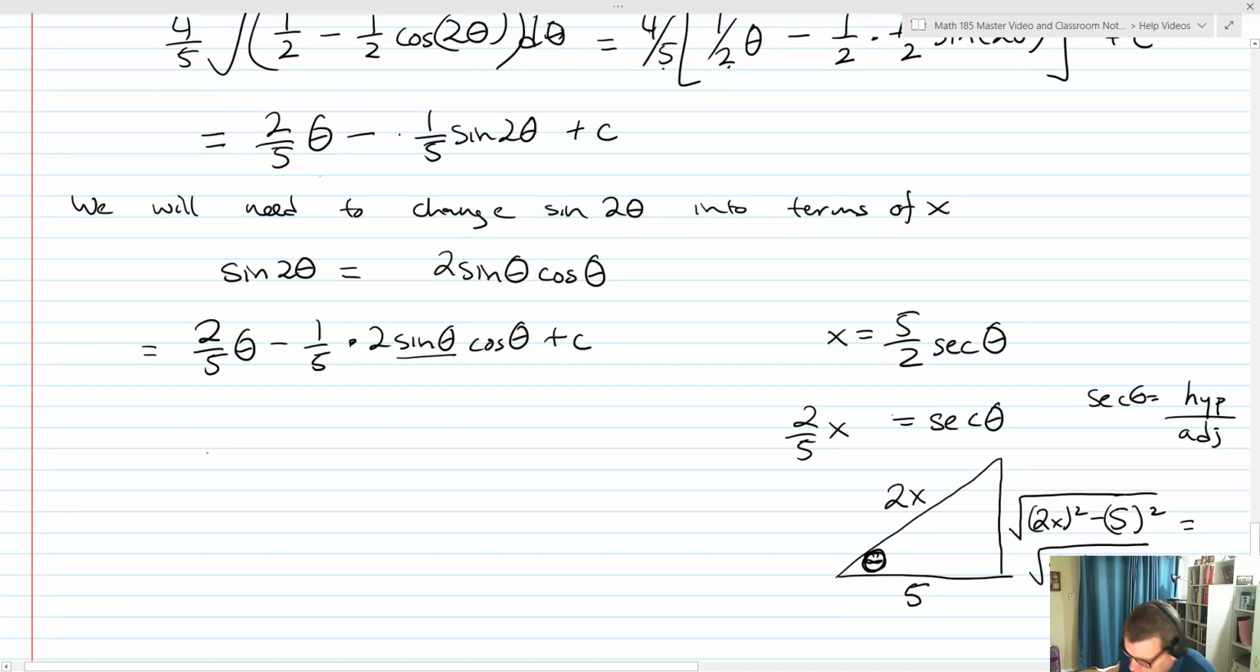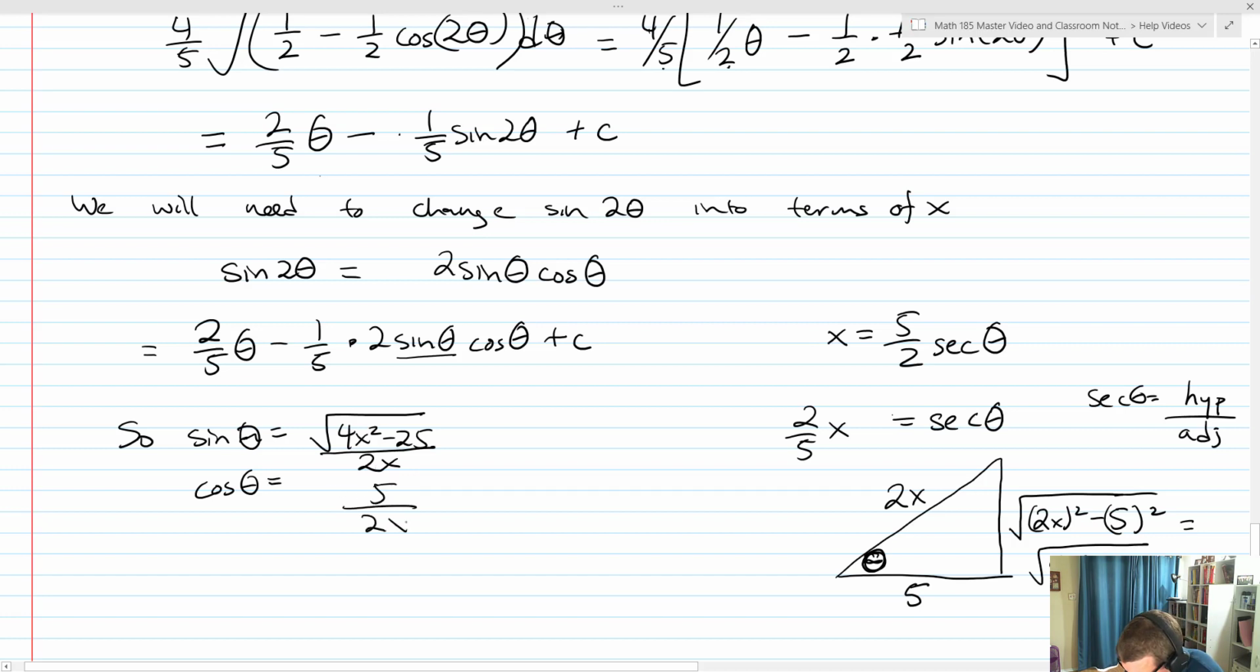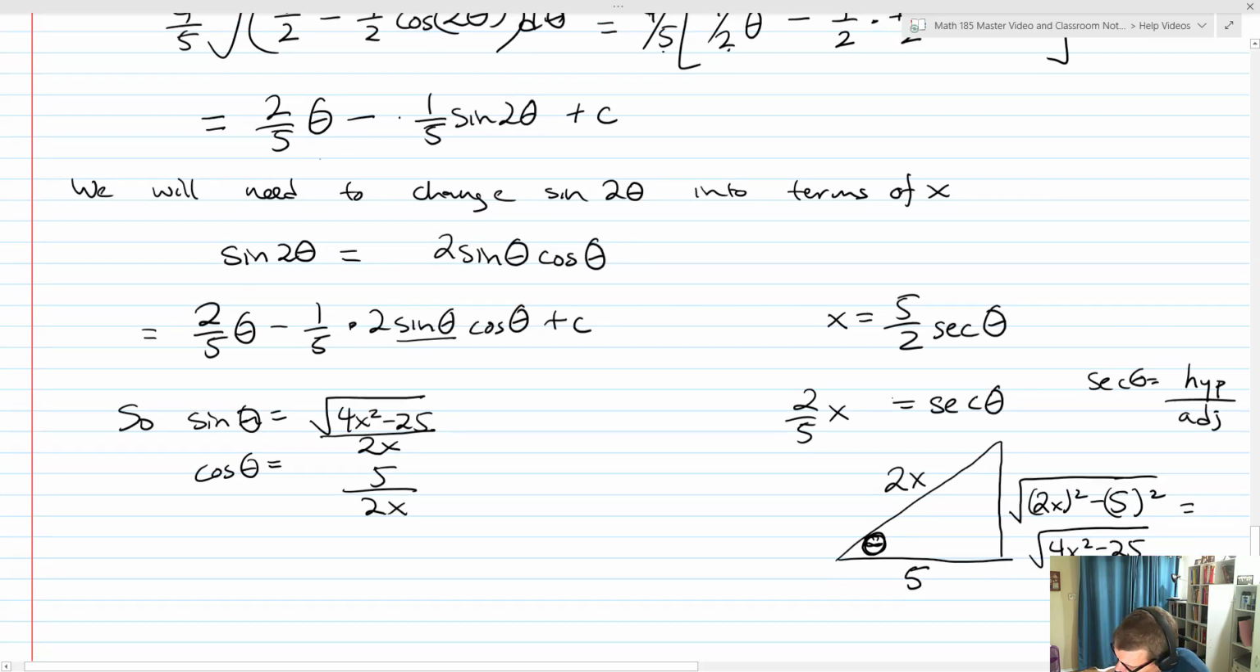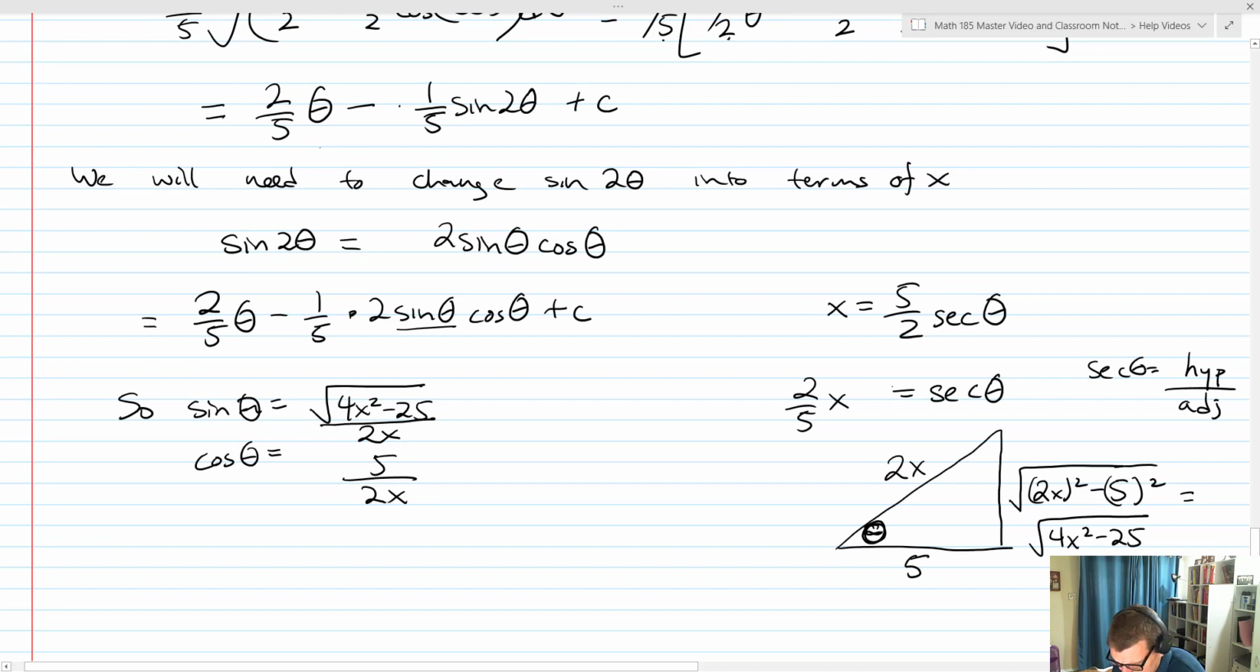So sine of theta is going to equal the square root of 4x squared minus 25 over 2x. Cosine of theta is then going to equal 5 over 2x. And then we need to figure out what theta is.